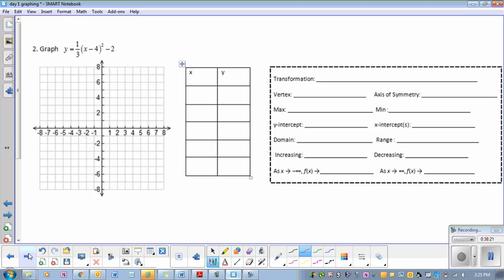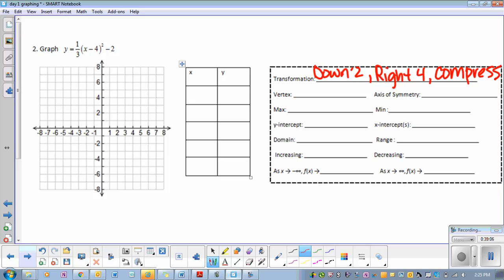Okay. All right. So look at number 2. What are the transformations here? There's a minus 2 all the way at the end. What does that tell me? Down 2. Good. What about that x minus 4? Right 4. How about that 1/3? Compress. Good. Perfect. So Peter and Jarvin, we haven't done this one, number 2.